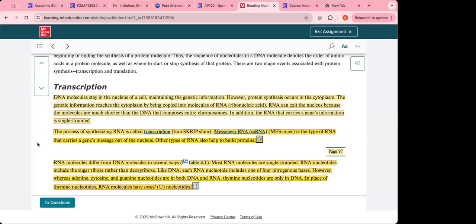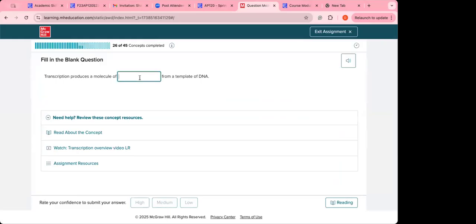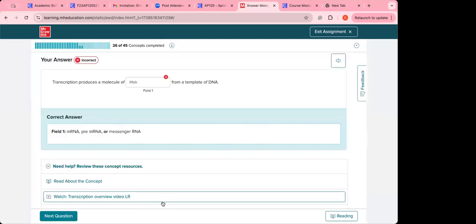Okay, so you make a copy of RNA from DNA. That's what it says, basically. So RNA is the answer to that question. Oops.